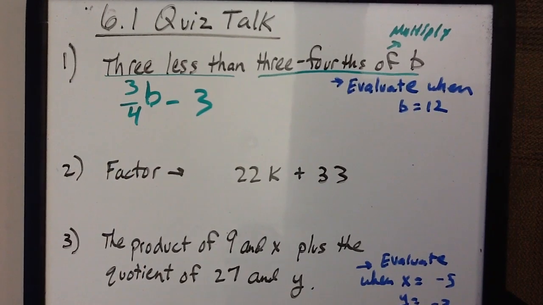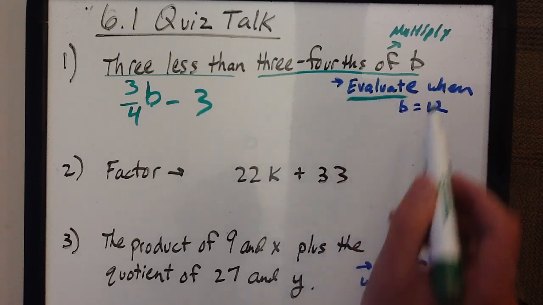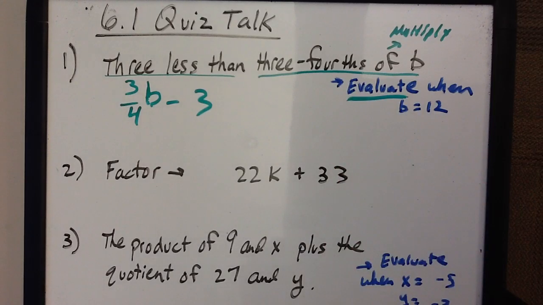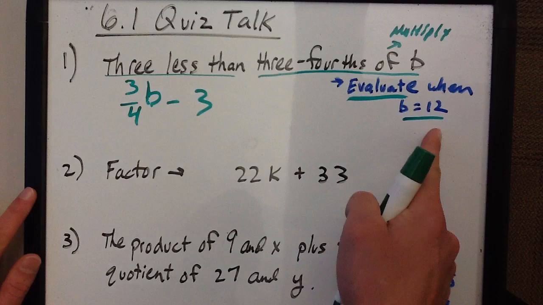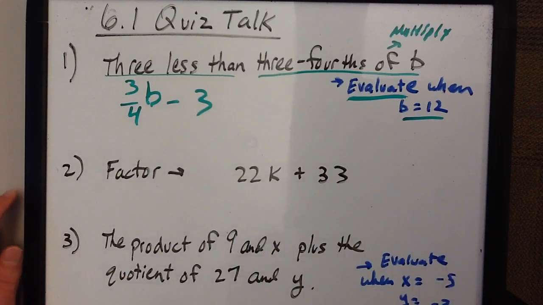Now, once you write that algebraic expression, then you are asked, number 1, to evaluate. This word right here, evaluate, means find the value of. So your answer should be some number. You need to evaluate when b is equal to 12. And so we need to plug b into this expression and find the value of it when it's 12.